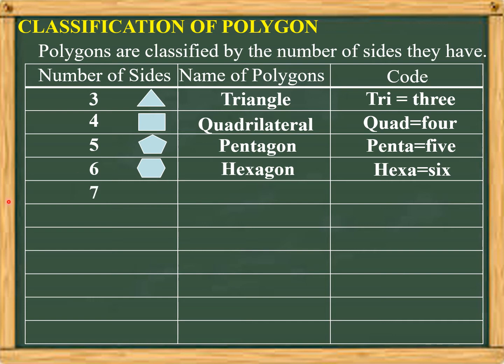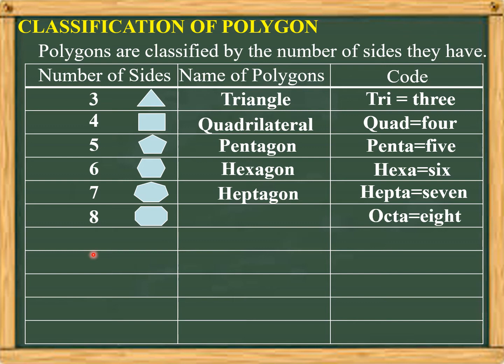Let's continue. So, we have 7. This is the figure. So, this time, if the code is hepta, which means 7, ano kaya ang classification ng ating polygon? That's right, heptagon. So, now, let's have 8 sides. So, this is the figure. Our code here is octa, which means 8. So, what is the classification if we have 8 sides? That's correct. It is called octagon. How about if we have 9 sides? So this is the figure. So our code here is nona, which means 9.